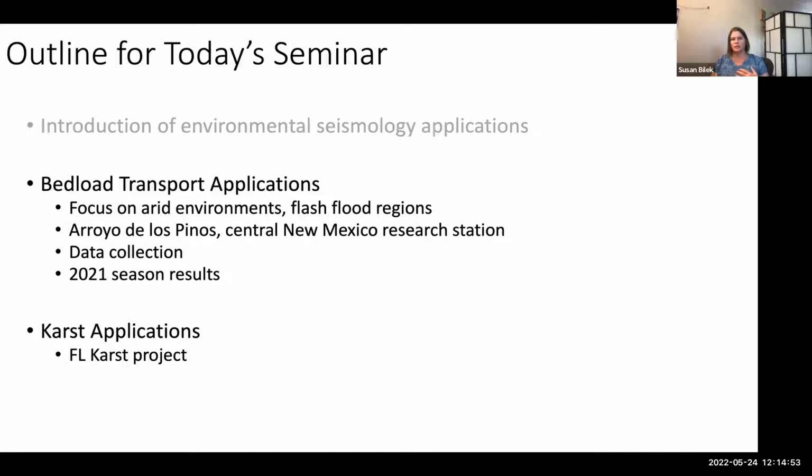So we'll start with some data on flash floods within a central New Mexico tributary and how we're using seismic data with a unique observatory to try to understand bedload transport there. Finally, if I have a little time left, I'll highlight some work on data that we've collected in a karst aquifer system in Florida to try to understand the structure and water flow in that system.